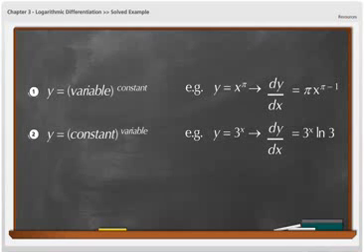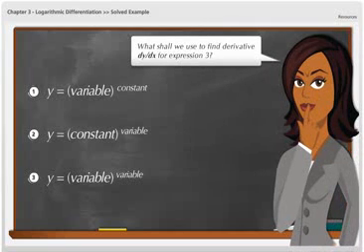But we might also have another expression where y is equal to a variable raised to another variable. So both the base and the exponent are variables. In such an expression, how are we going to deal with it if we wanted to find the derivative dy over dx?